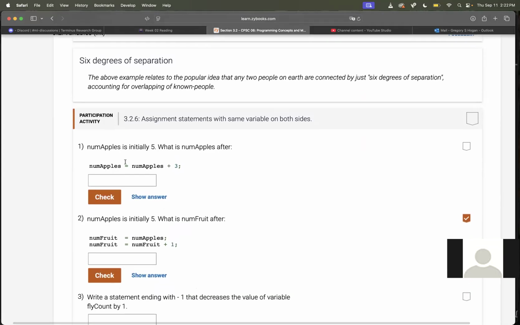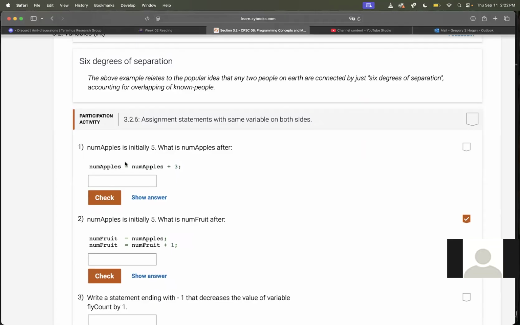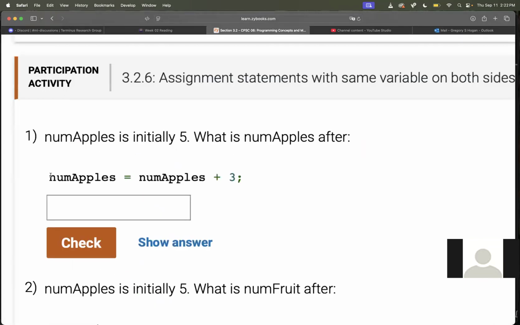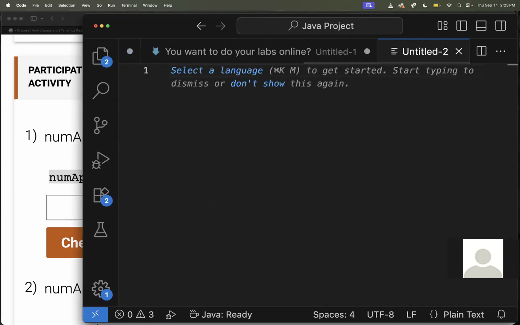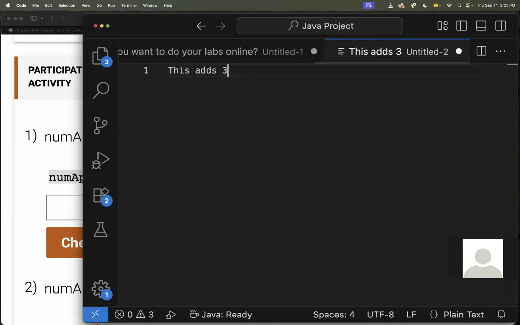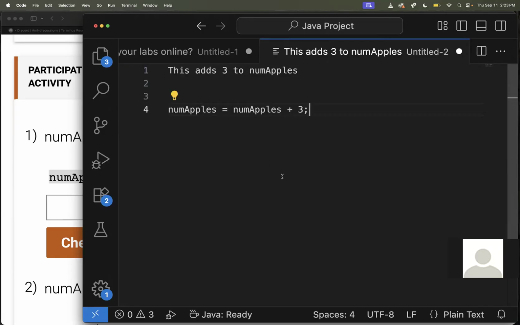Now I'll do a couple of these just to make a point here. When you see this kind of statement, num apples equals num apples plus 3, you need to understand what this is doing. You shouldn't have to think about it after a little while. You should look at this and understand that what it's doing is adding 3 to num apples. Okay. So I'm going to explain a little bit over here. So this adds 3 to num apples. And here's the statement, right?